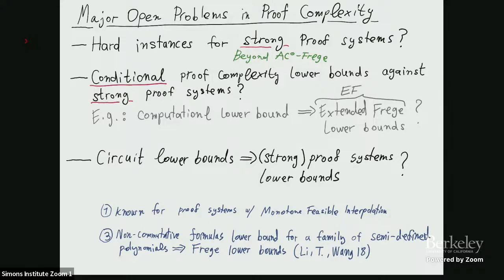There is this point about non-commutative formulas, lower bounds for, and this is the point, it's a circuit lower bound, but it's for a family of, in some sense, semi-defined polynomials that would imply already strong proof system lower bounds. This is also in this algebraic approach. It's a result with Li and Wang, but I'm not going to cover this one.